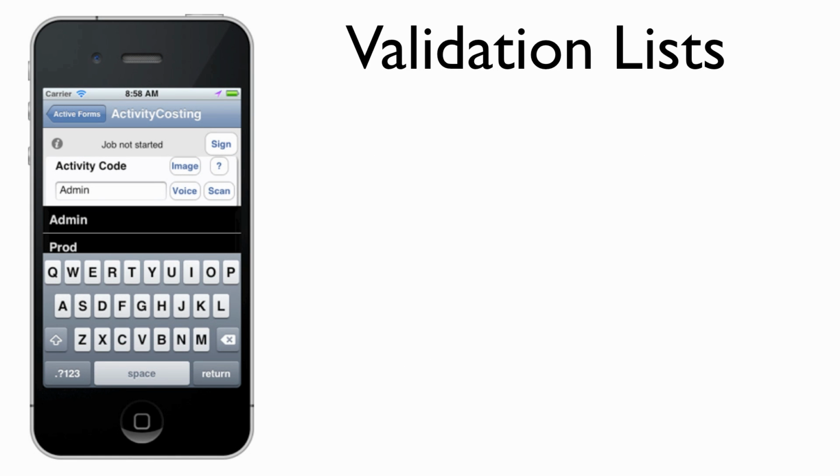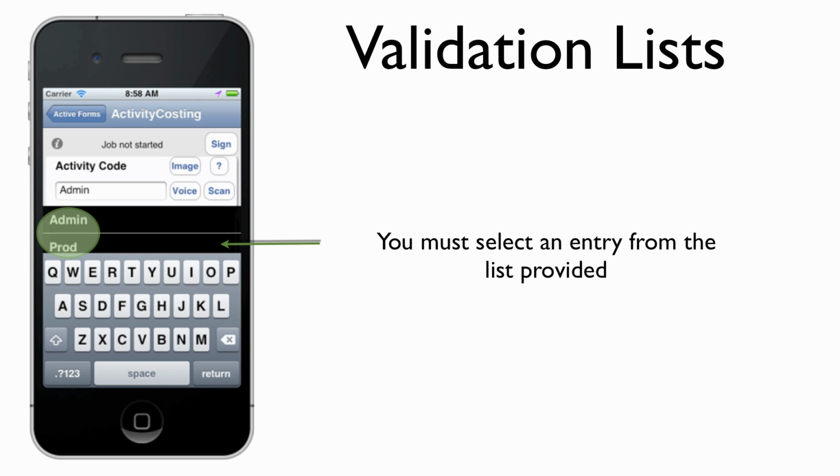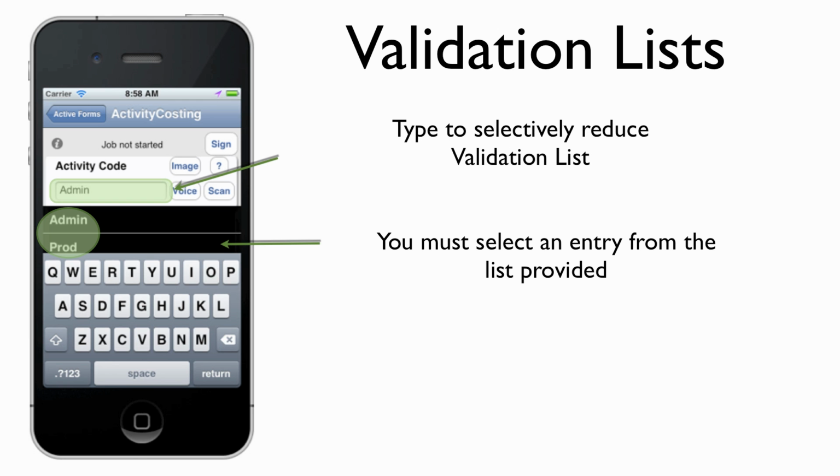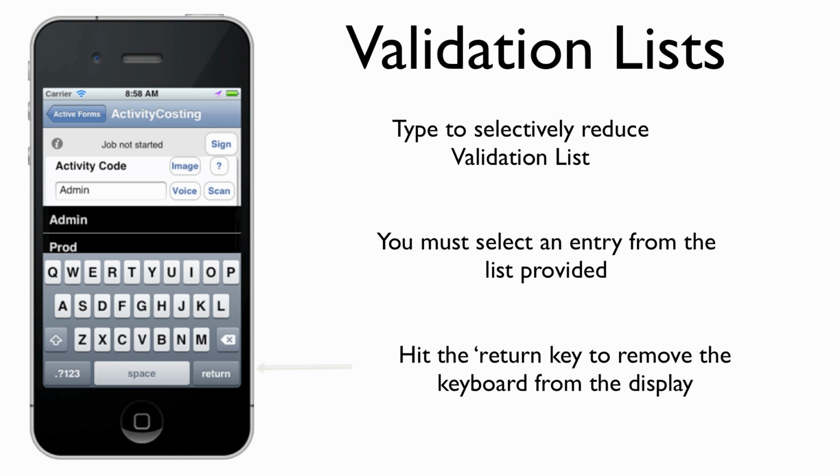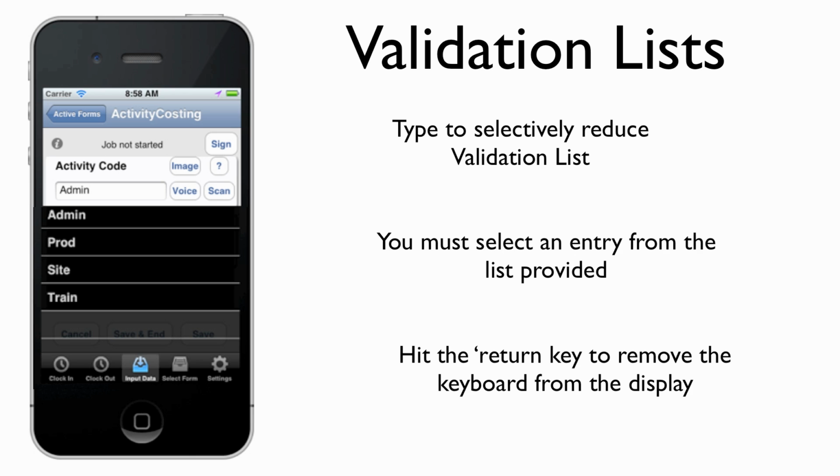Some field entries will require you to select your entry from a list rather than keying it in. These are easily identified by the list displaying behind the keyboard. You can start typing your entry, which will selectively reduce the choices in the list, or you can hit the return key to clear the keyboard and scroll through the list, then select your choice from that list. In all cases, when you have a validation list, you must select the entry from the list. Typing the entry will not work.